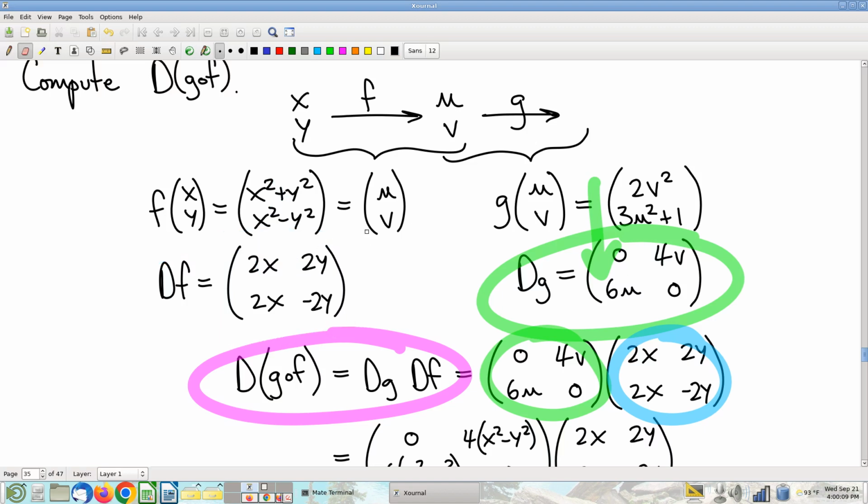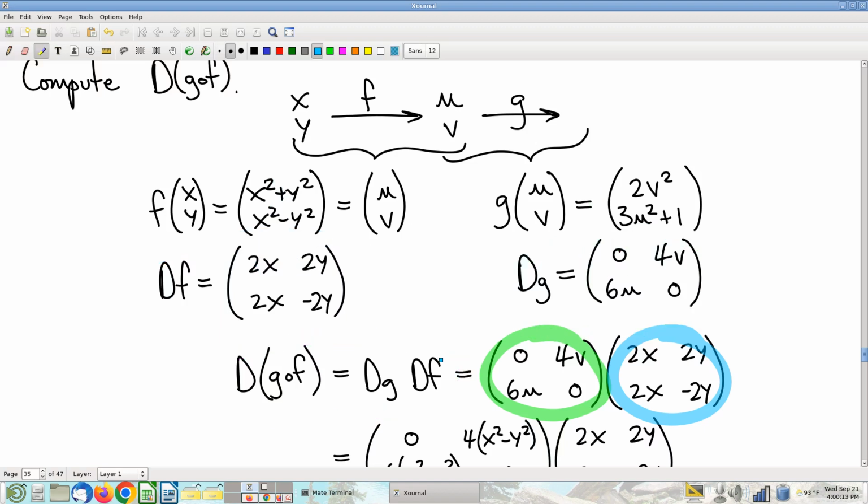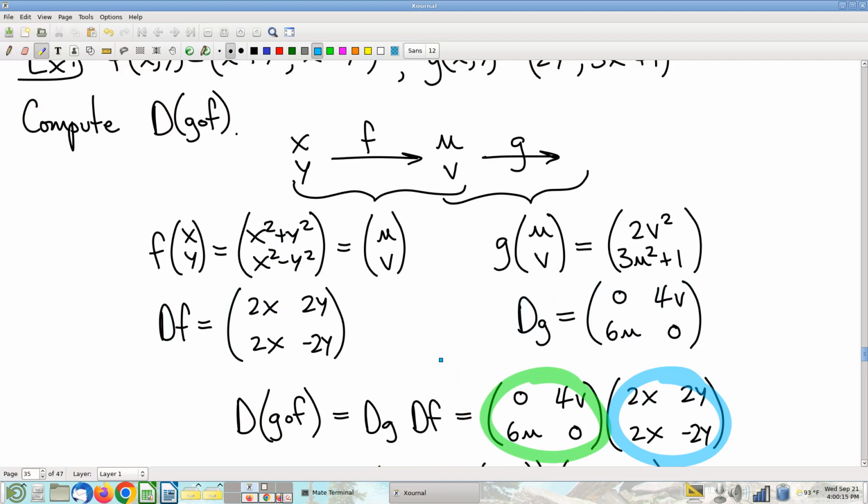And this is all fine. No problem. Except I suppose, if you think about it, the composition G composed F, let me do this in purple. This composition G composed F is this function. The composition is a function of X and Y. I probably really ought to write the derivative also then in terms of X and Y.